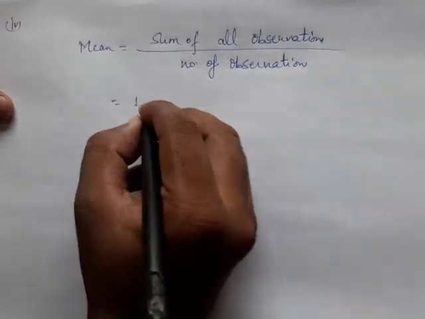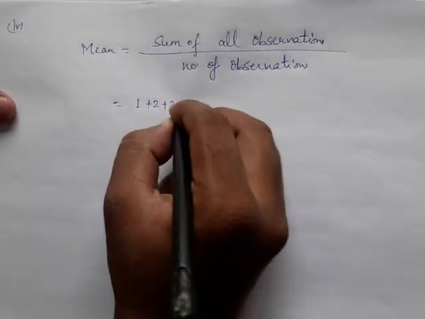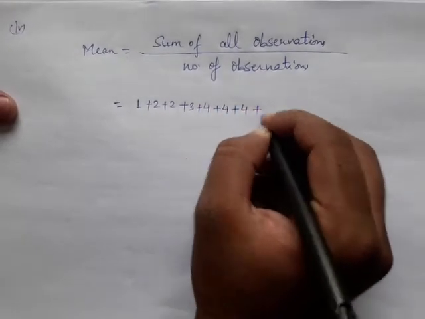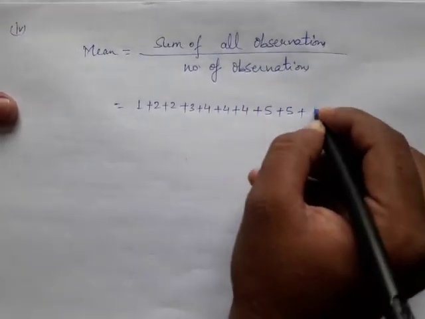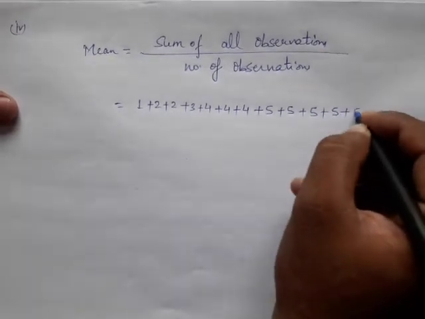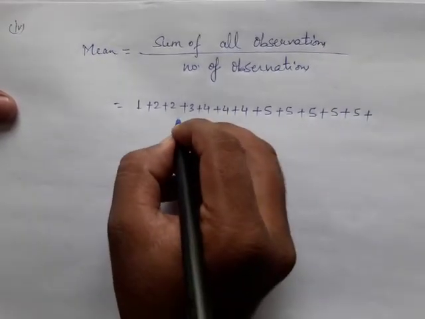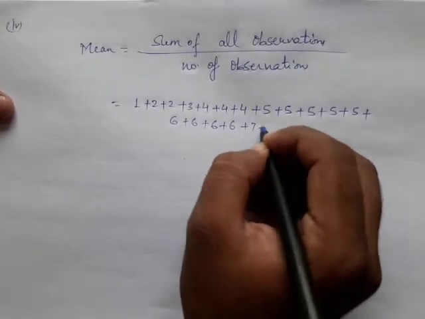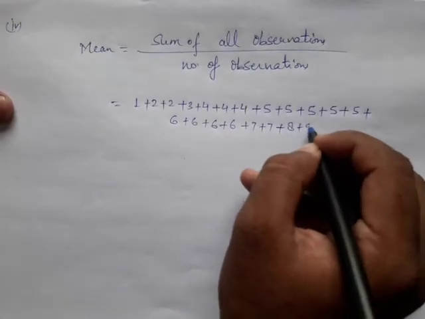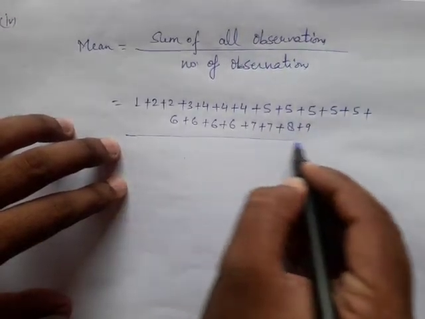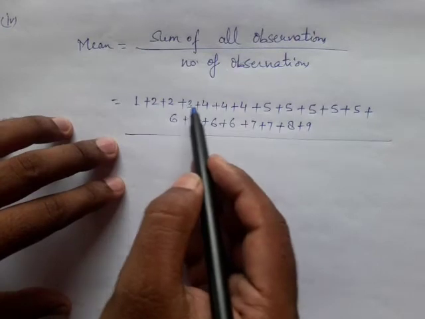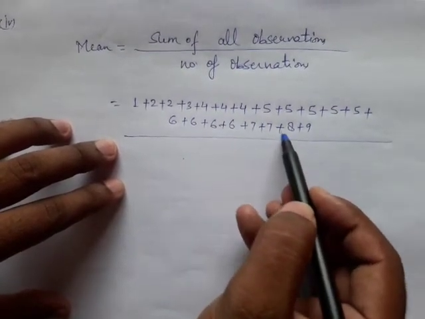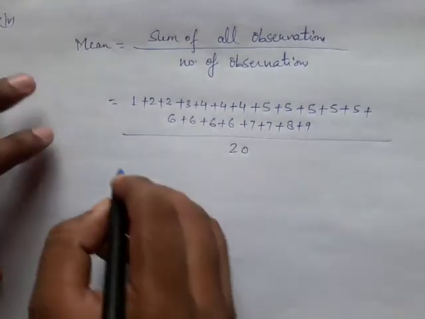Means 1 plus 2 plus 2 plus 3 plus 4 plus 4 plus 4 plus 5 plus 5 plus 5 plus 5 plus 6 plus 6 plus 6 plus 6 plus 7 plus 7 plus 8 plus 9 upon 1 2 3 4 5 6 7 8 9 10 11 12 30 40 50 60 70 80 90 20.